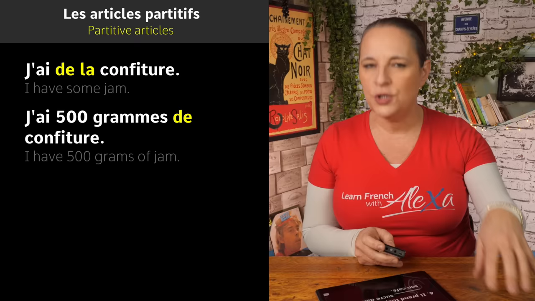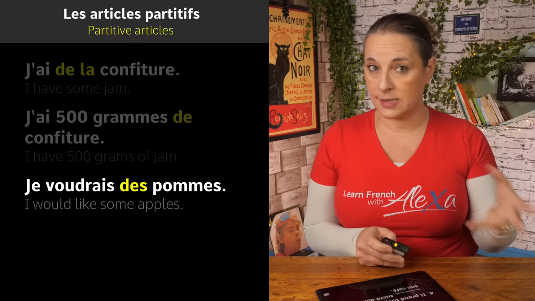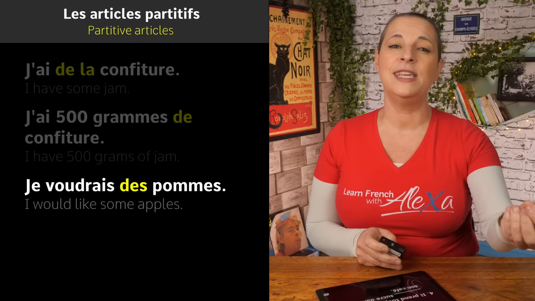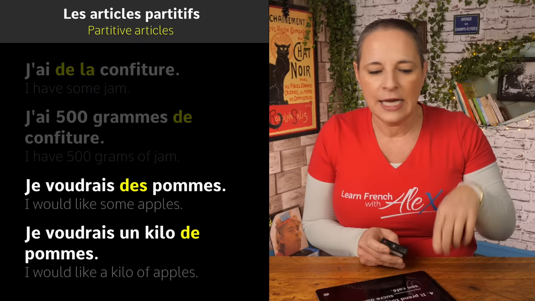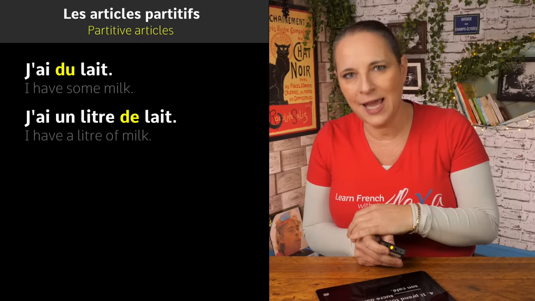Je voudrais des pommes. I would like some apples, but if you want to say I would like a kilo of apples, then des becomes de. Je voudrais un kilo de pommes. See what we've done? J'ai du lait, I have some milk. J'ai un litre de lait, I have a liter of milk. Okay? So we know this.